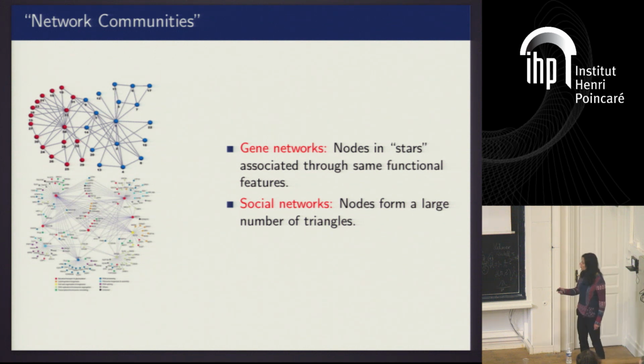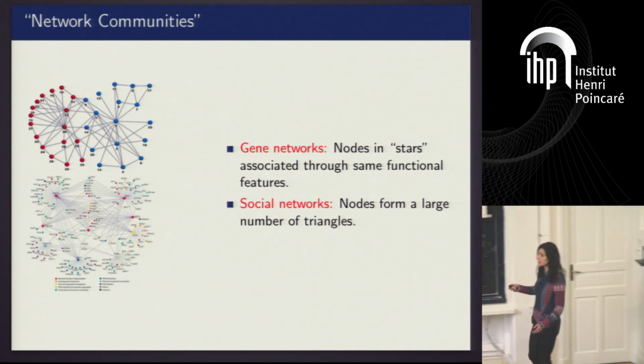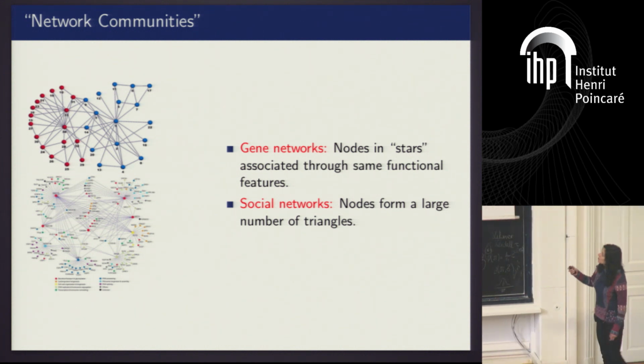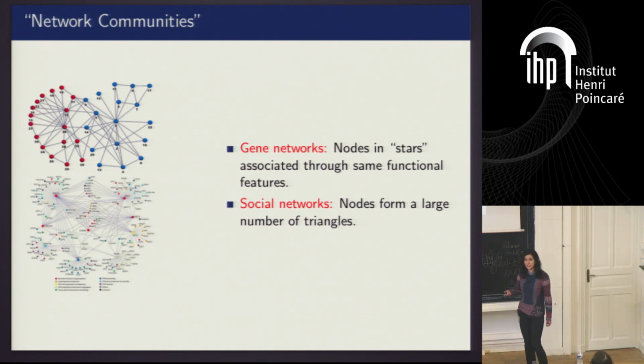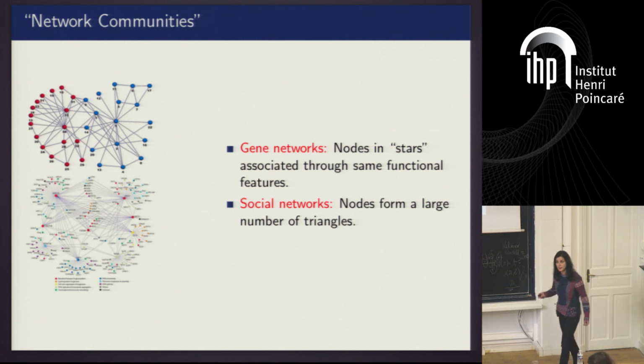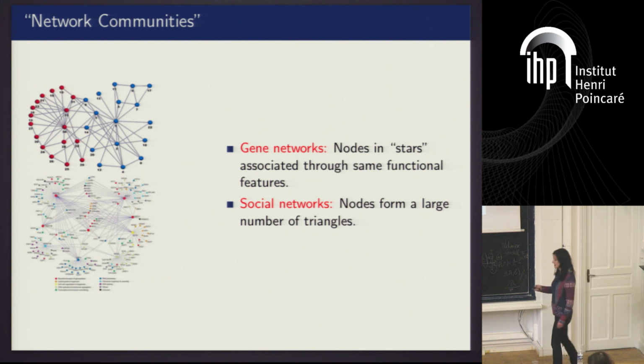So why is this important? I already mentioned, for example, in social networks, nodes form or consist of a large number of triangles. Just look at this karate club example. Look at how many triangles there are. And I may as well have defined this community, red community or blue community, in terms of density of triangles rather than in terms of edge density. Or in gene regulatory networks, most of these star communities that you see here are formed based on shared functionalities and shared sequence features and other features. And it makes sense to look at communities in terms of shared features rather than just edge density.